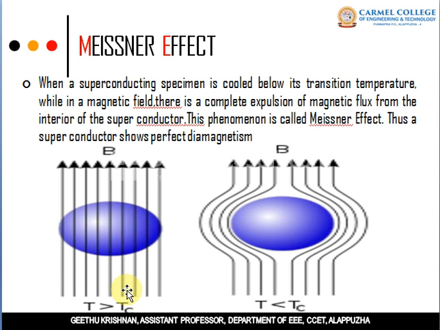Next, types of superconductors. Superconductors are classified into two, type 1 and type 2. Type 1 superconductors are also called soft superconductors, and type 2 superconductors are also called hard superconductors. So classification is type 1 and type 2, soft and hard superconductors. First one is type 1 superconductor. In the case of type 1 superconductors, the superconductors exhibit complete Meissner effect. That is, it acts as a perfect diamagnetic. Therefore, there is a complete expulsion of magnetic flux from the interior of that solid or the metal.